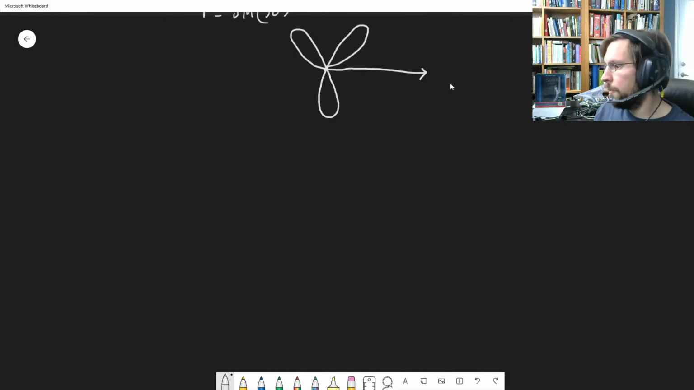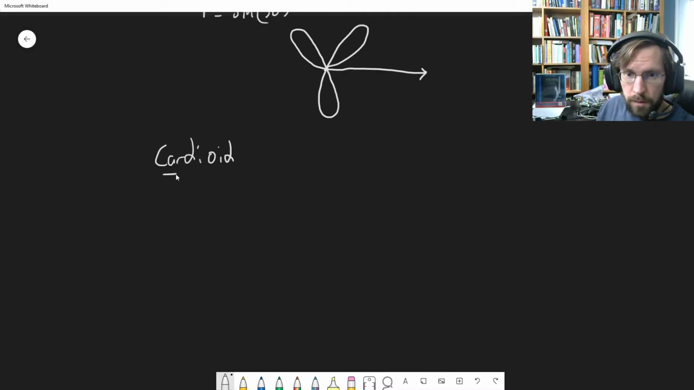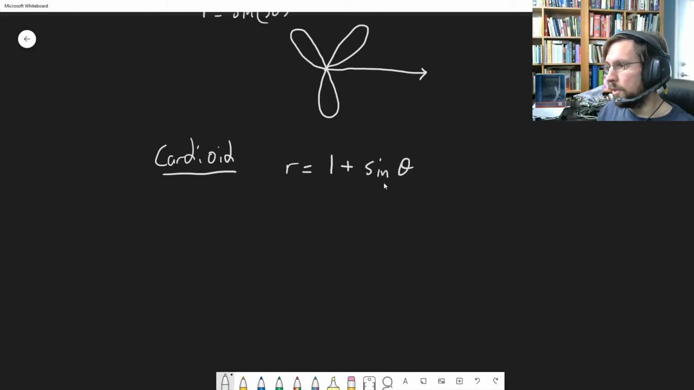Okay, so the other type of graph I want to talk about in this video is called the cardioid. Okay, so cardioids are curves of more or less the following shape. So r equals 1 plus sine theta. So you could have 1 plus cosine theta, 1 minus sine theta, 1 minus cosine theta as well. Okay, all of those are cardioids. They just face different ways.